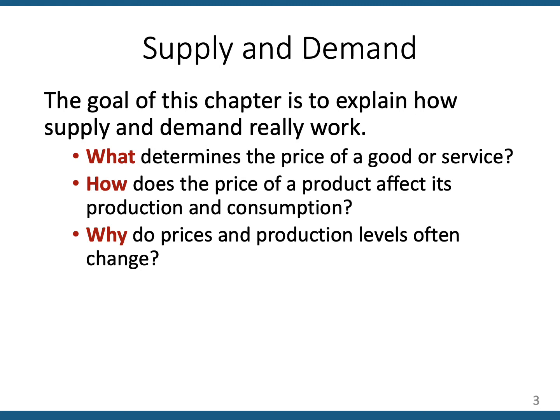How will the price affect its production and consumption? I'm just going to save that one and answer that as we go through the chapter. And why do prices and production levels often change? Again, we're going to learn that it happens because either overall supply increases or decreases, or overall demand increases or decreases, and that makes the market price change. We'll learn about why that happens and how it happens in this chapter.